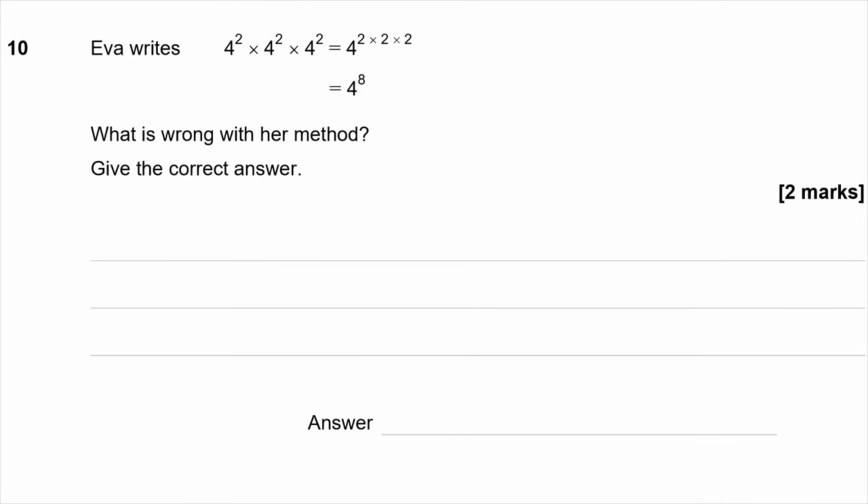Now, obviously, when you've got numbers with the same base and you multiply them together, you add the indices, you don't multiply them. So, give the correct answer. Well, it should be 4 squared times 4 squared times 4 squared is equal to 4 to the power of 2 plus 2 plus 2, which is 4 to the power of 6.